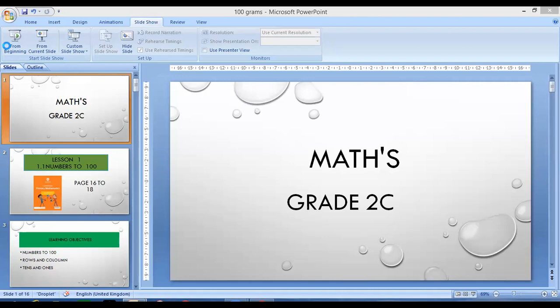Today we are going to start in math class our pages from 16 to 18 from learner's book. In this we are going to learn numbers to 100. We are going to learn rows and columns, and we are going to talk about tens and ones. We are going to discuss these things in today's class.